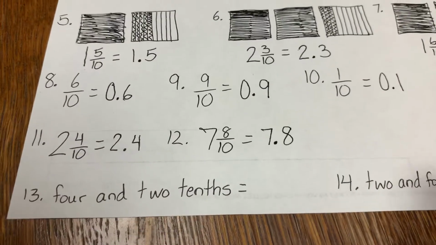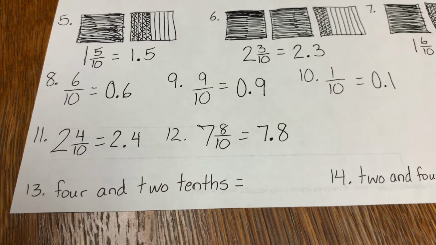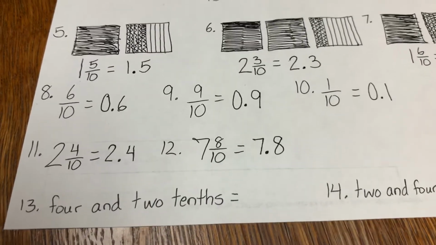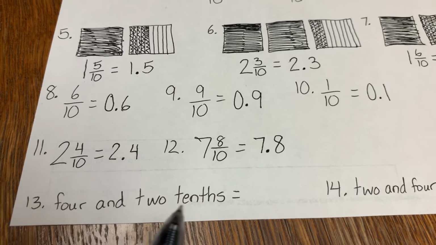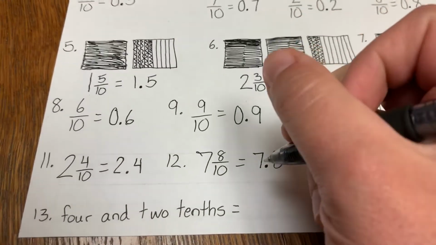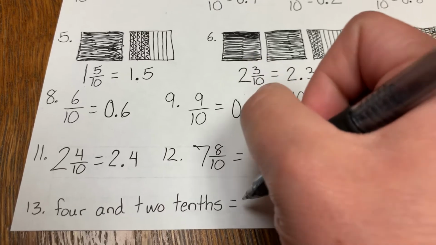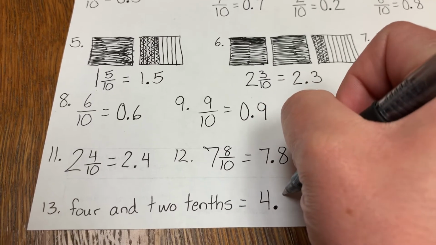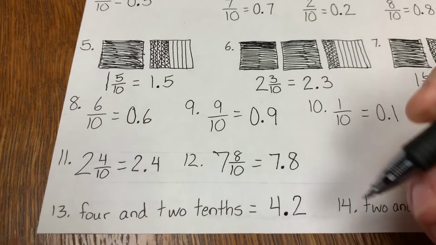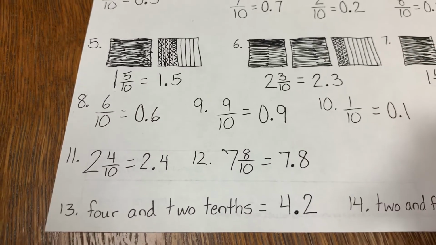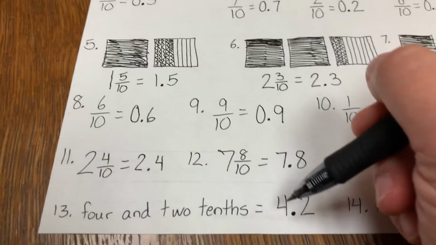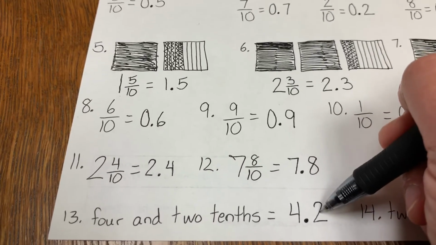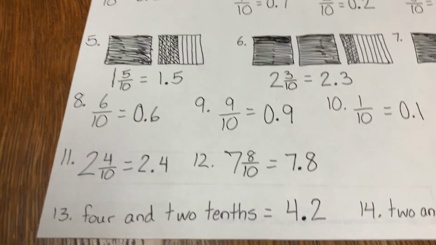And the last part on page 323 says to write the decimal. Number 13 says 4 and 2 tenths. Notice that I put the decimal point in the place where I say the word "and." 4 is the whole number, and 2 tenths goes in the tenths place.